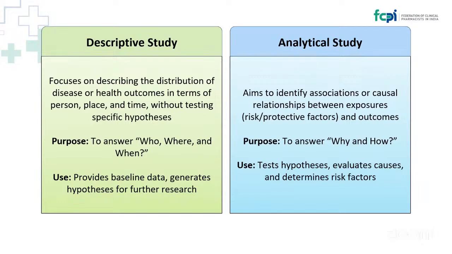Now, the second type of observational study is the analytical study. It will majorly aim to identify the association between the exposure and the outcome. Descriptive study will give the distribution and baseline data, and analytical study will analyze that data. Now, from the 5 W and H framework, analytical study will answer the questions of why and how the study needs to be conducted.